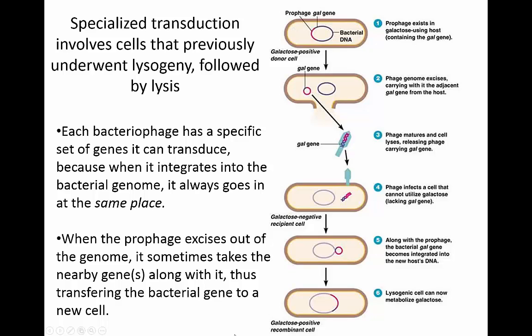This is called specialized transduction because since the virus inserts at a particular place in the genome, the same genes are always going to be transferred for that particular virus. So for example, this particular phage always will insert near to the gal gene, and either a gal gene, which is on one side, or possibly the gene that is on the other side of that specific insertion site will always be the gene that is transferred by that particular virus.